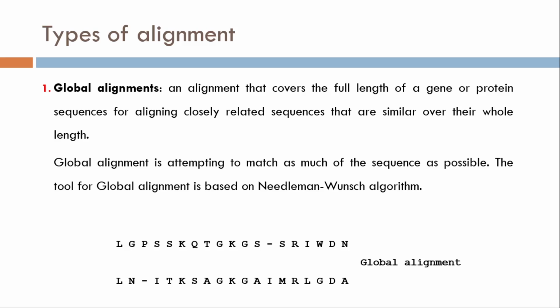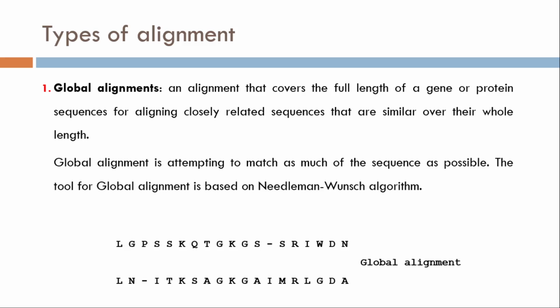Alright. There are two types of sequence alignment. Previously I categorized alignment based on the number of sequences you are aligning at a time, but here my perception is changed. Now, based on how much area, how many bases you are covering in your alignment, the types of alignment are of two types. Number one, global alignment.